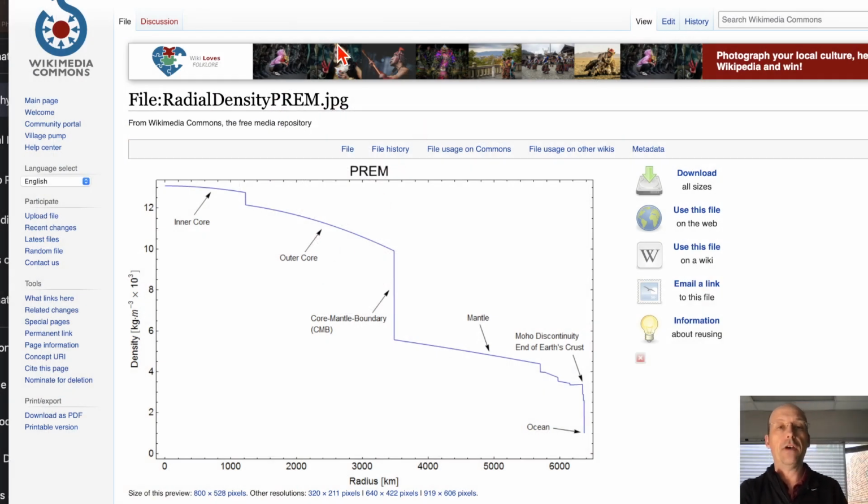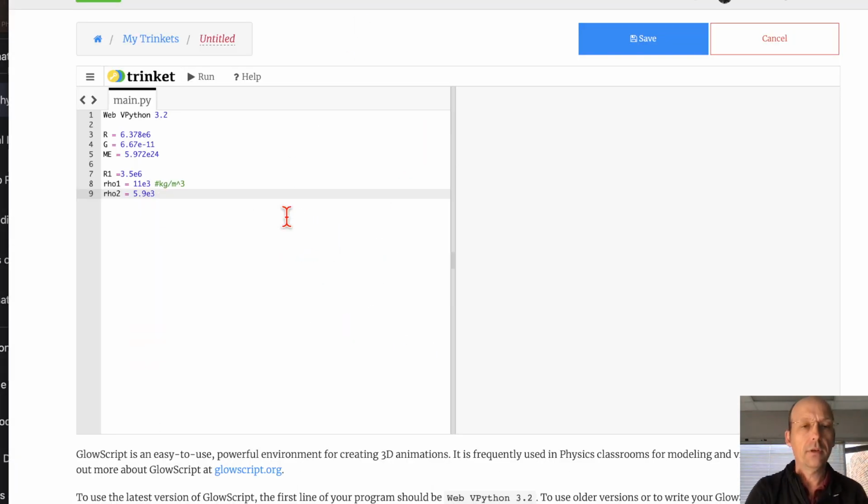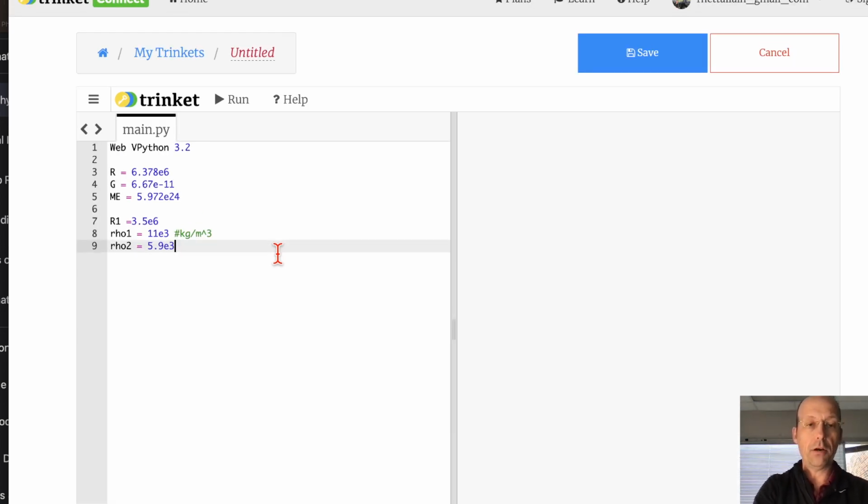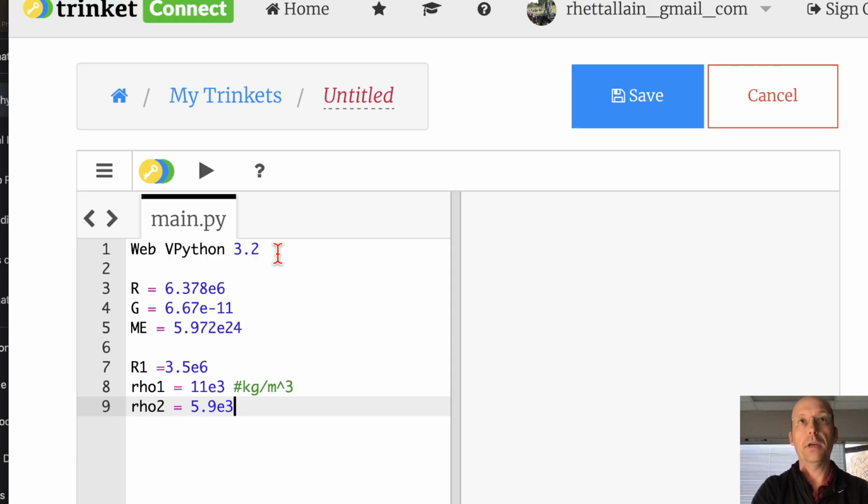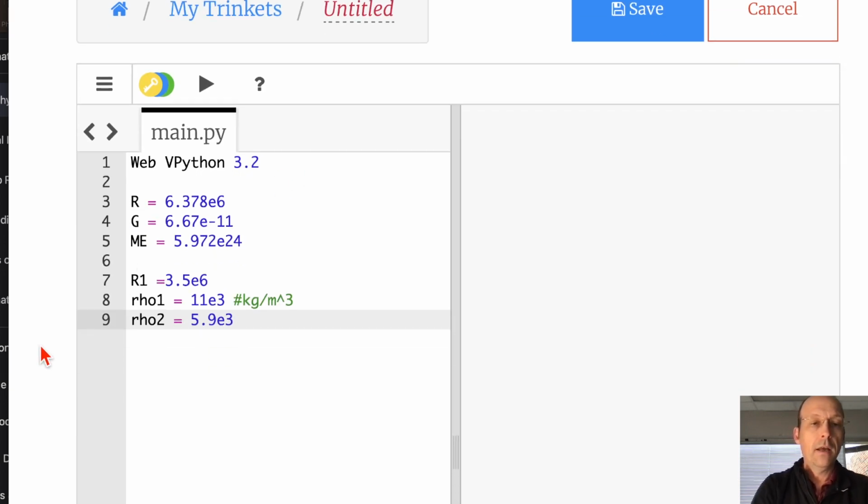So I have that graph. I've already picked some values. So let me make this bigger. Sorry about that. That's good. So I have the radius of the Earth, the gravitational constant g.